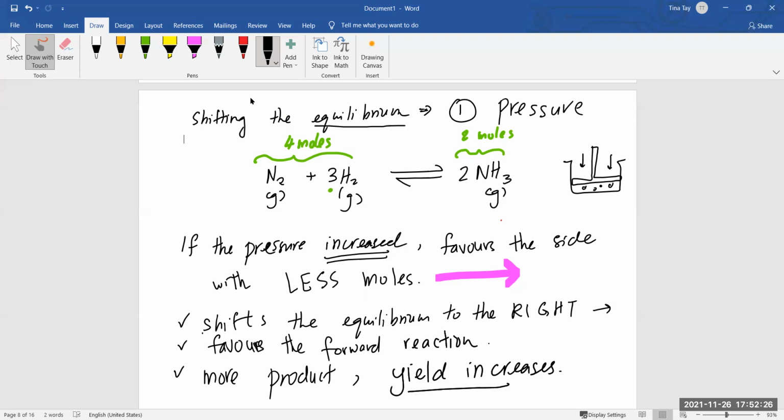Okay, do you all understand? Yeah. Now, what happens if I decrease the pressure? If I decrease the pressure, what will happen? Will it shift to the right or will it shift to the left? Hello? Shift to the left, because it will favor the side with more moles. So it's the same thing, the other way around. High pressure favors less moles, low pressure favors more moles. Okay? But it must be only gas.